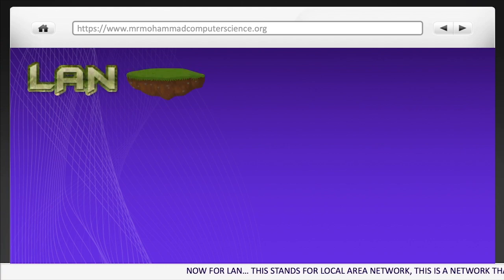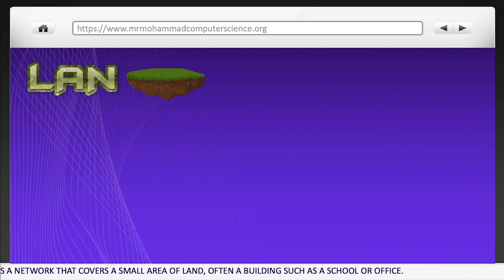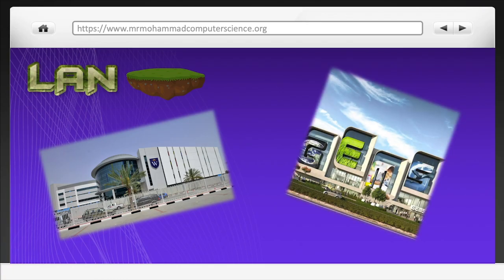Now for LAN. This stands for Local Area Network. This is a network that covers a small area of land, often a building such as a school or office.